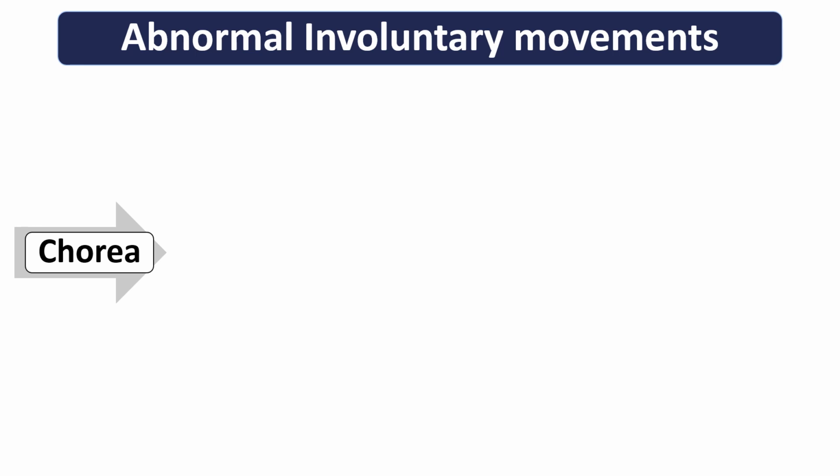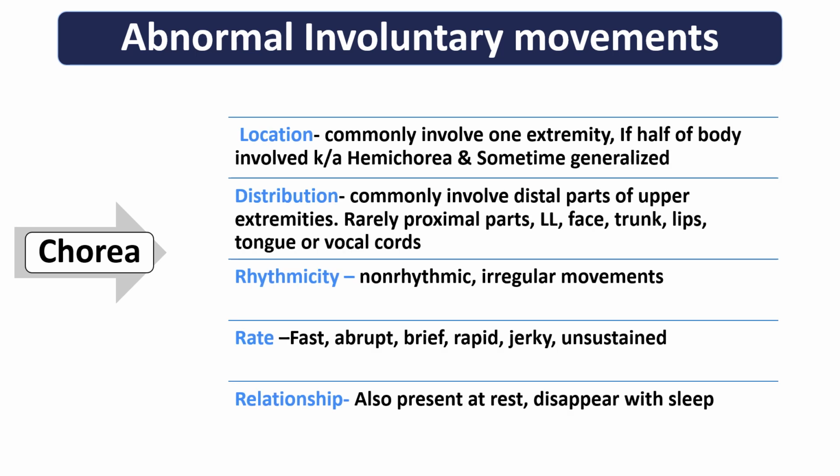Now another abnormal movement is chorea. To define chorea, it is involuntary, irregular, non-rhythmic, purposeless and hyperkinetic. It is a rapid, jerky, unsustained movement. According to all these points, it generally involves one extremity. If half of the body is involved, we label it as hemichorea, and sometimes it is generalized also. It commonly involves the distal parts of the upper extremities, rarely proximal parts, lower limb, face, trunk, lips, tongue, and even the vocal cords can be involved.